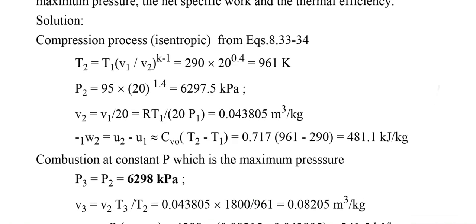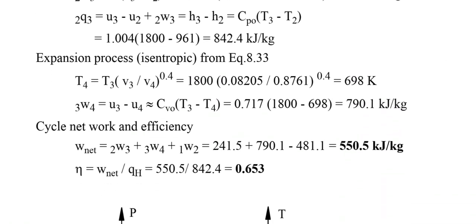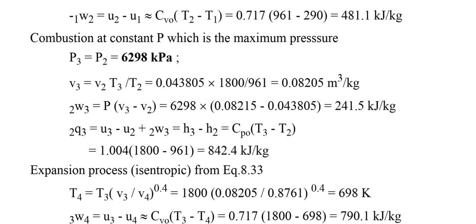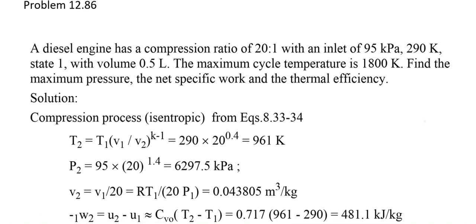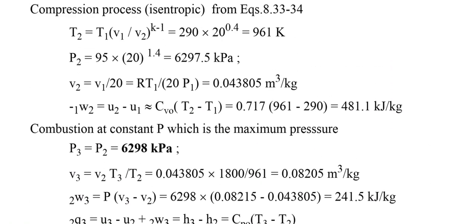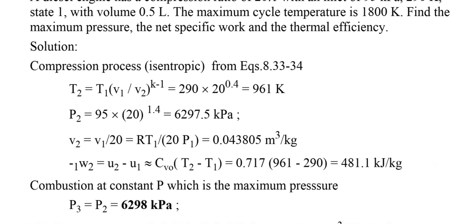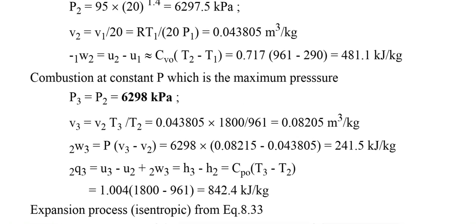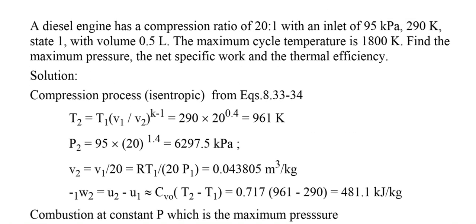Over here again we need to find the maximum temperature T3, we need to find the specific work, and we need to find the thermal efficiency. Moving from state 1 to 2, we have isentropic compression. For the isentropic compression, the temperature T2 would be equal to T1 times V1 by V2 raised to K minus 1. Just putting in the values, you can find the temperature T2, which is equal to 961 Kelvin.